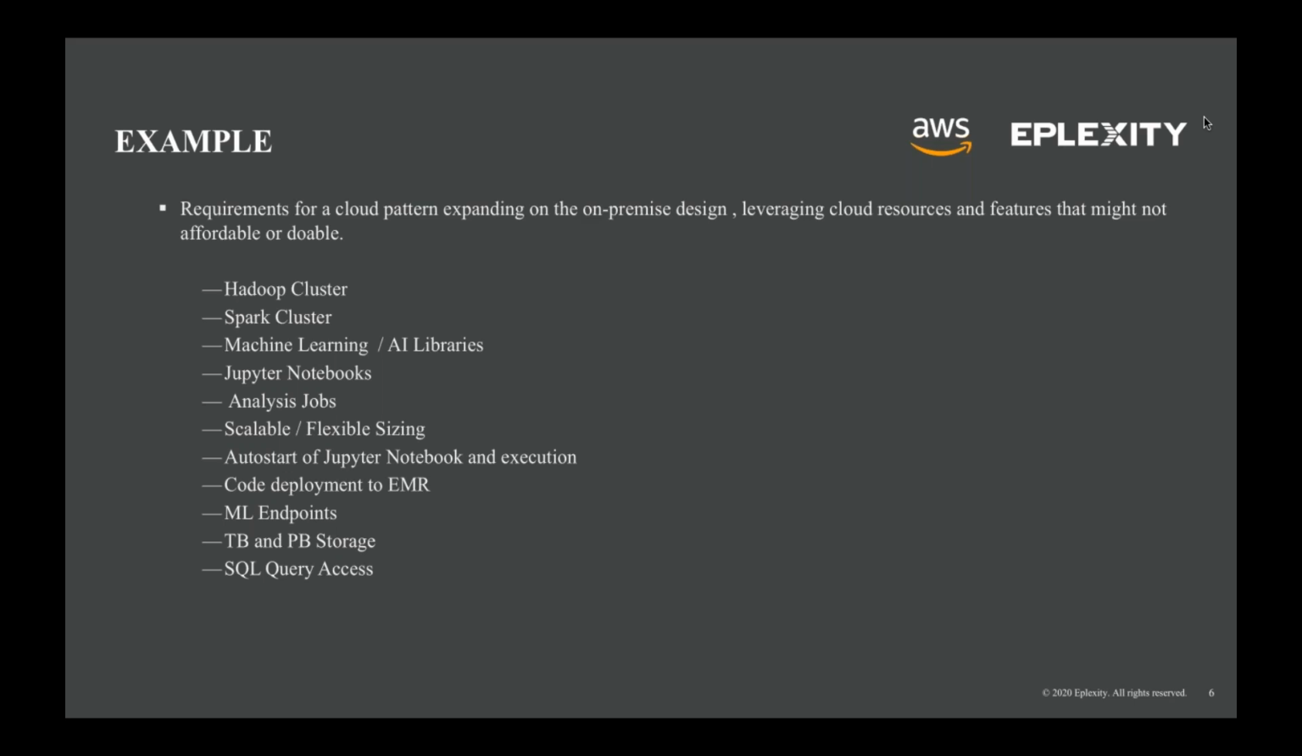So we're going to go through simple Hadoop cluster and Spark cluster design. We're going to look at some of the machine learning and AI libraries that you might want to attach to that. Look at the ways of adding Jupyter notebooks. How would I do analytic jobs? What are the things that you might do from a scaling and flexibility and sizing? How I might auto start, how I might do code deployment into the EMR clusters if I choose to do that, which isn't always necessarily the right approach. What I do for machine learning endpoints, what I do with terabytes and petabytes of storage, and how do I get SQL query access? All good questions.